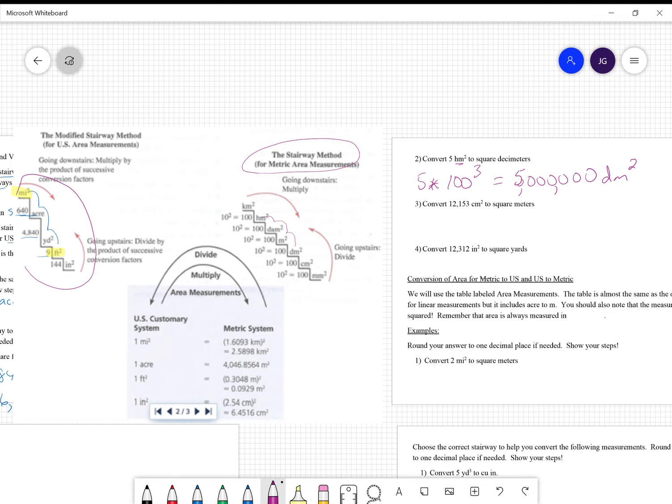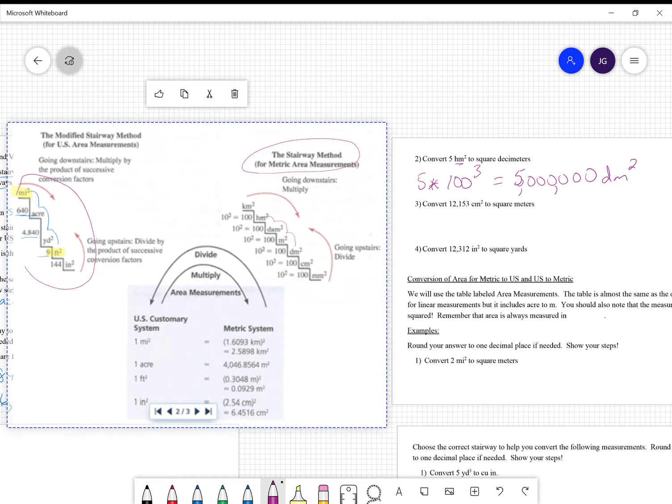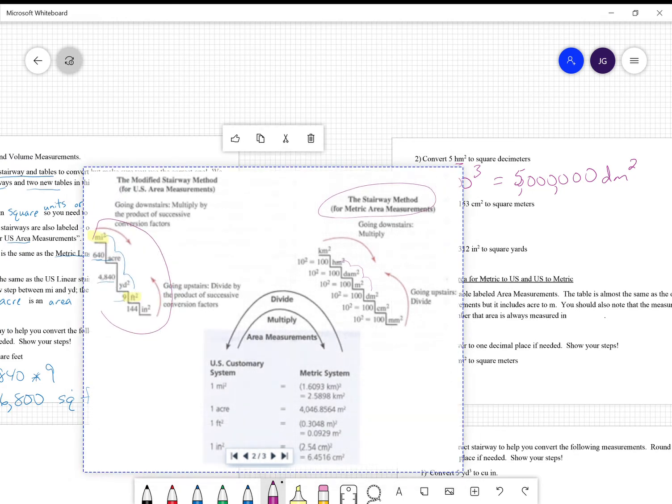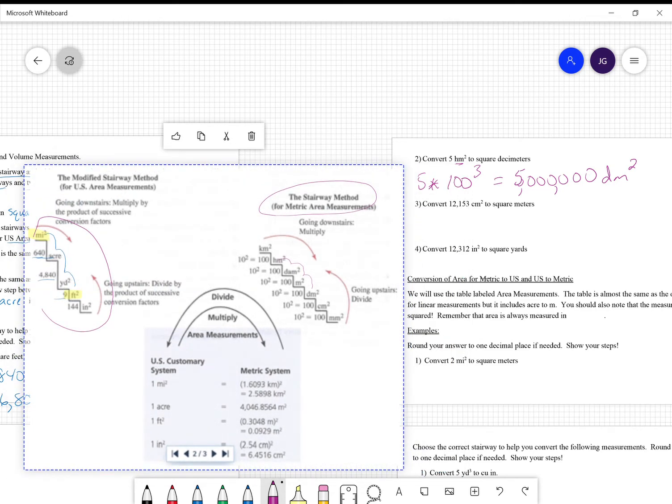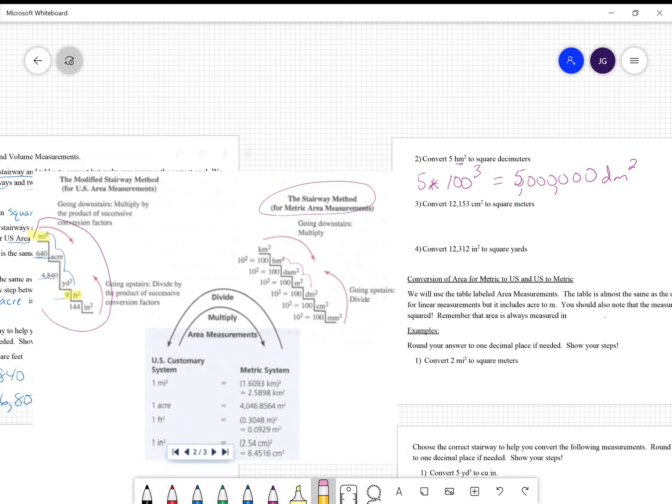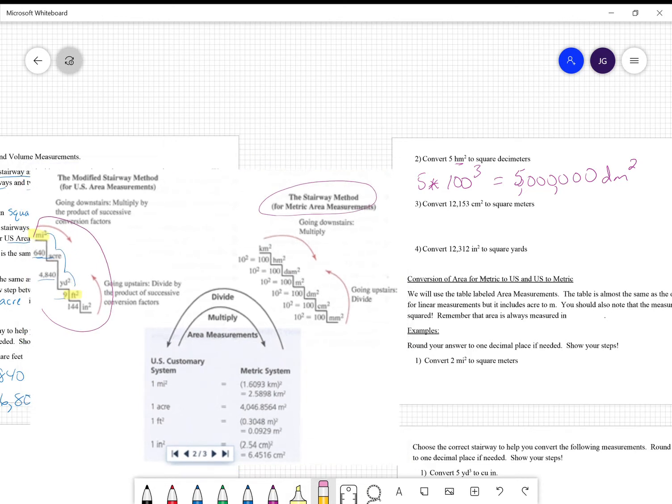Okay, convert 12,153 centimeters squared to square meters. Which chart are we going to use, the US or the metric? We're going to use the metric because centimeters squared and meters squared are on the metric. Let me erase these marks. Centimeters squared is here, and I want to go to meters squared, which is here. So I'm going up 2 steps. Up is division, so 12,153 divided by 100 squared.